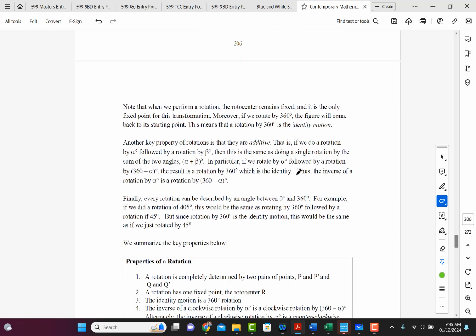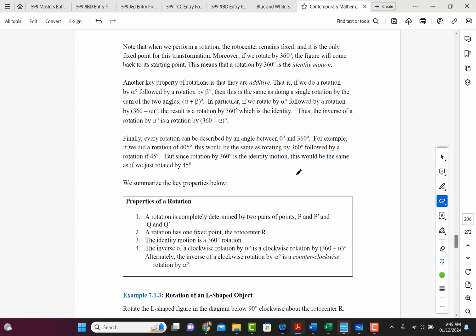Now, note that when we perform a rotation, the rotocenter remains fixed, and it is the only fixed point for this transformation. Moreover, if we rotate by 360 degrees, the figure will come back to its starting position, so it'll look like it didn't even move. So this means that a rotation of 360 degrees is the identity motion.